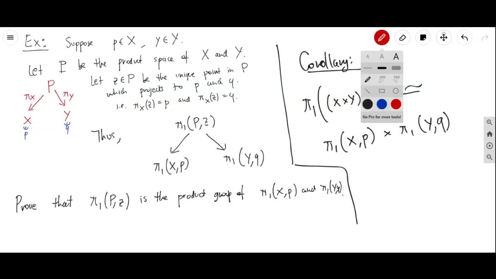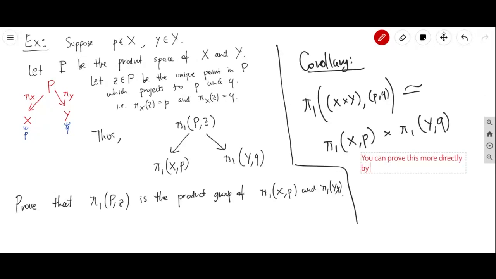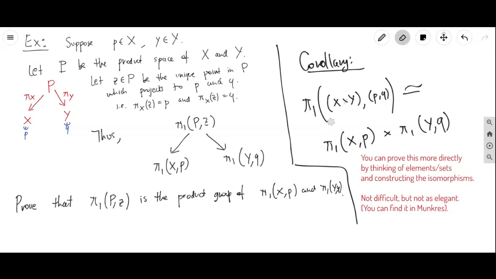Okay, so it is possible to prove this. You can prove this more directly by thinking of elements and sets and constructing isomorphisms. It's not difficult, but not as elegant. You can find it in Moncrief. So Moncrief does it like that. Moncrief thinks of the product space in a less abstract way as a Cartesian product with a certain topology, and he thinks of the product group also as a Cartesian product with a certain group structure, and he shows that you have an isomorphism.